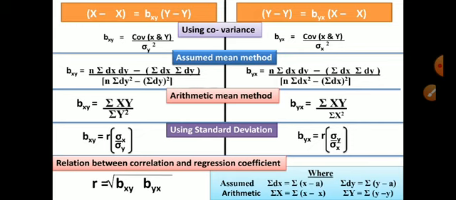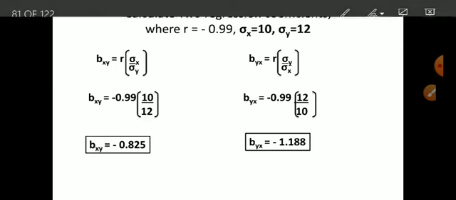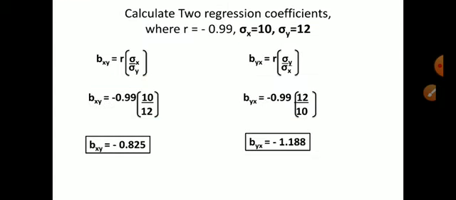These are the formulas that we will be using to calculate the regression coefficients. Once we calculate the regression coefficients, that is bxy and byx, we have to substitute them into the x on y equation and y on x equation to get the equations. Right, we will be taking the problems based on regression. This type of problem is very important.